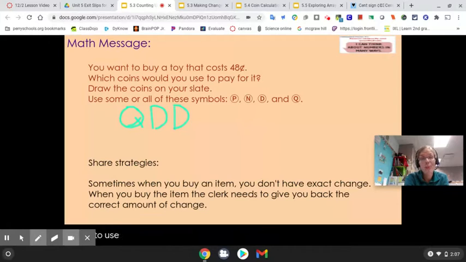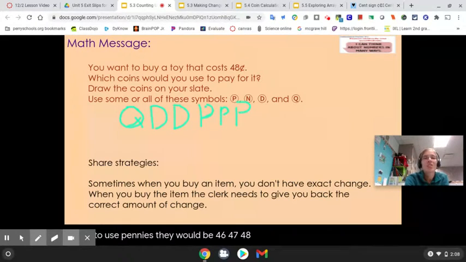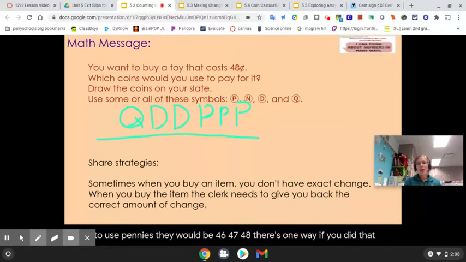So now I'm going to use pennies. There'd be 46, 47, 48. Okay, so there's one way. If you did that way on your whiteboard, give yourself a pat on the back. Good job. That equals 48 cents.